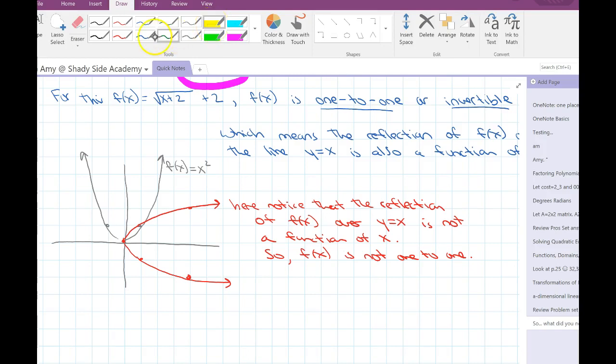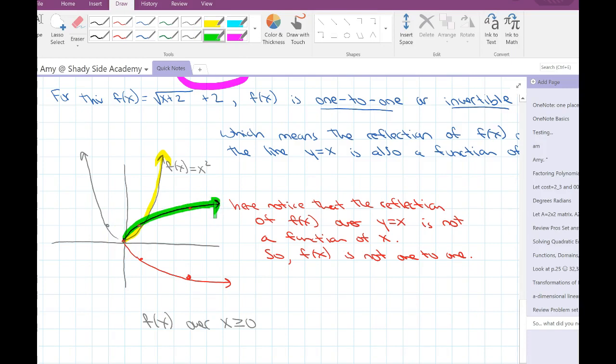Maybe I would say, if I look at f of x only over the interval of its domain where x is bigger than or equal to 0, then that would yield this portion of the curve. And that part is invertible. That part is one-to-one because the inverse of that yellow part would be right here.